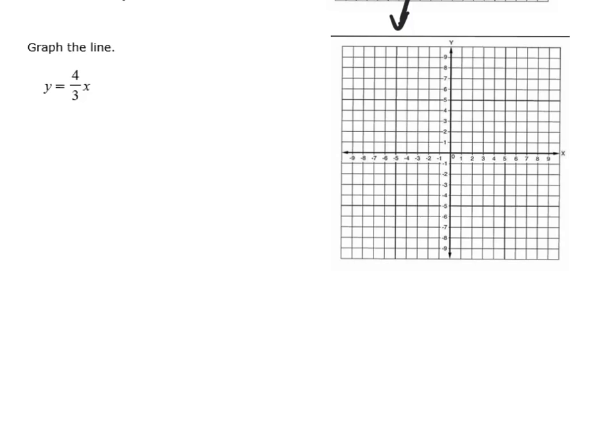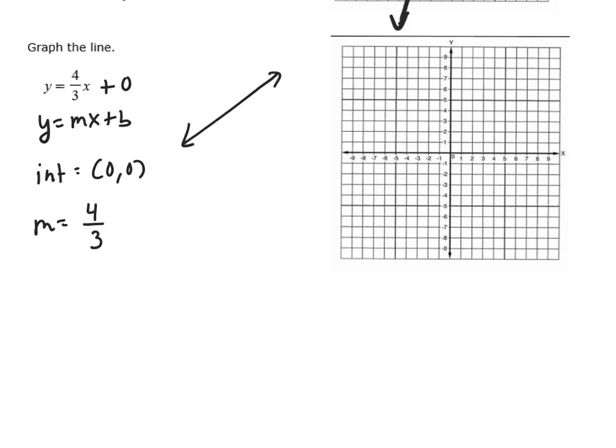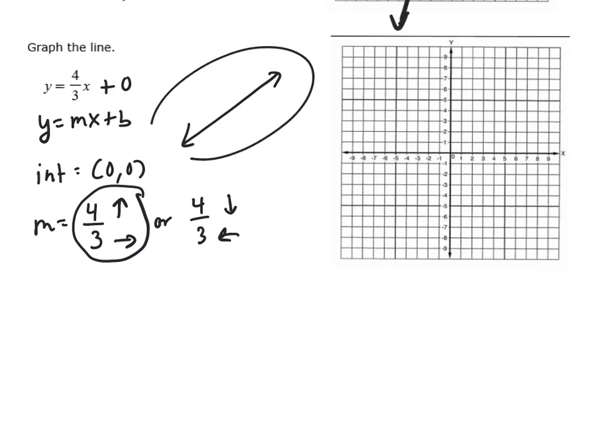Here's a third example. Okay, so again, we have y equals mx plus b form. Our intercept is 0, 0. And the slope is going to be 4 over 3. So we do have a positive slope. So we want to go up and then right. Or you can think of it as going down and left. Okay, so if you start with this direction, to get the other side, you just do the opposite, and that will keep it in this trend.